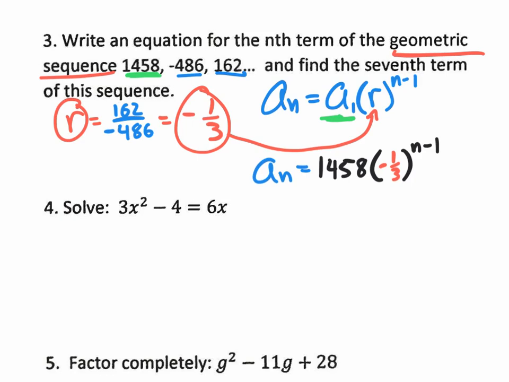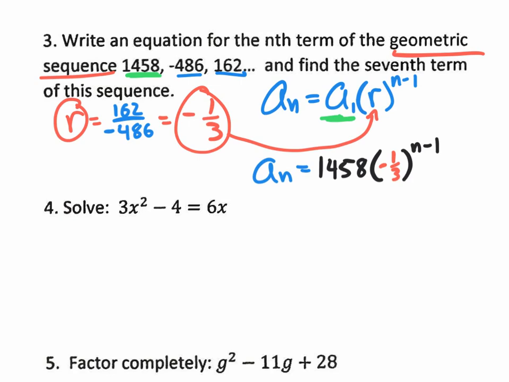Now, ladies and gentlemen, this is the function. This right here is the machine that will produce this list. Let me show you. If I plug in a 1 right here, it's going to give me the first number on the list. Plug in a 1. 1 minus 1 is 0. Anything to the 0 power is 1, and 1 times 1458 is 1458.